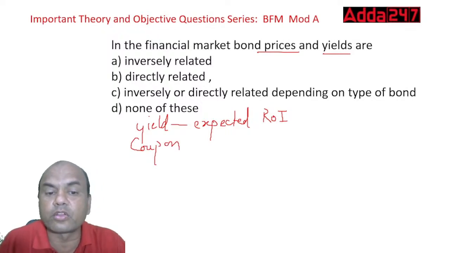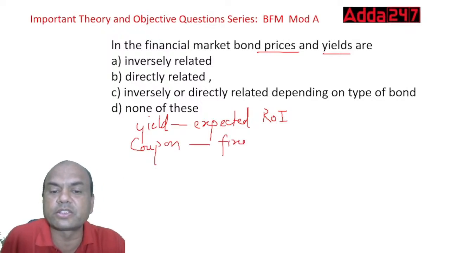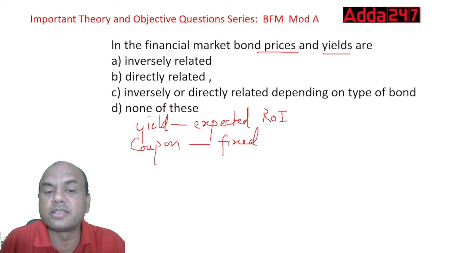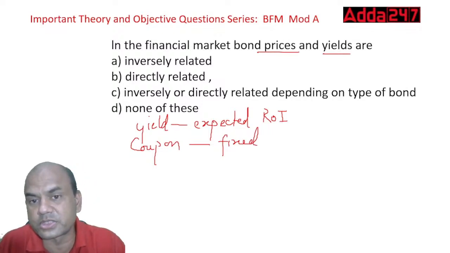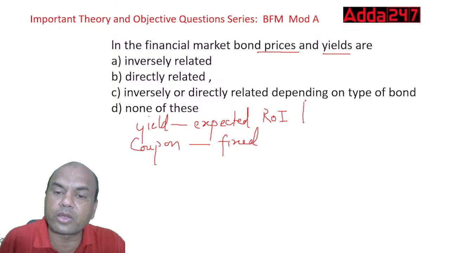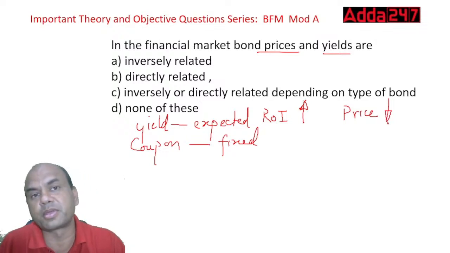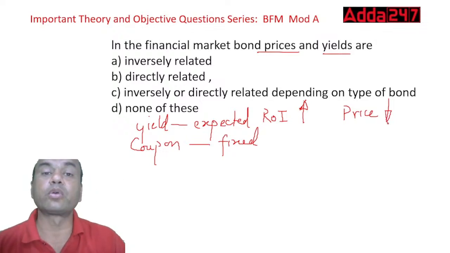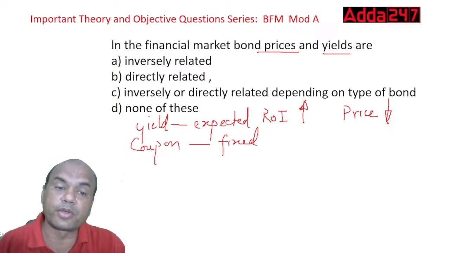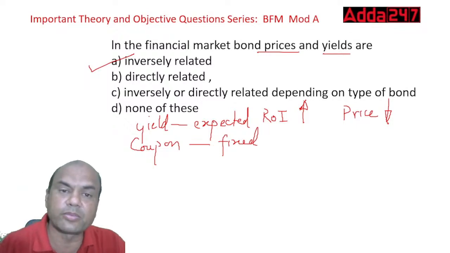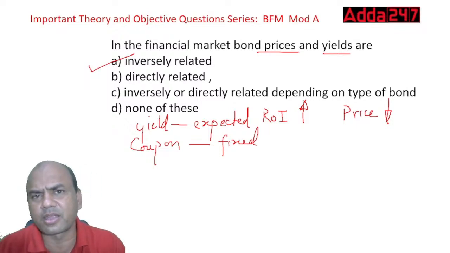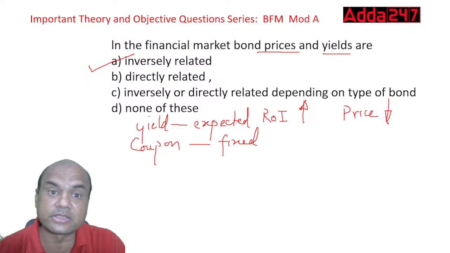So coupon is always fixed. Once it is given, it's fixed. You can't change it. But this yield goes on changing. Expected rate goes on changing. If the expected ROI goes up, then the price of your existing bond will go down. Always remember, if the expected ROI goes down, your price of the bond will go up. So it is inversely related, isn't it? In the financial bond market, bond prices and yields are inversely related always.